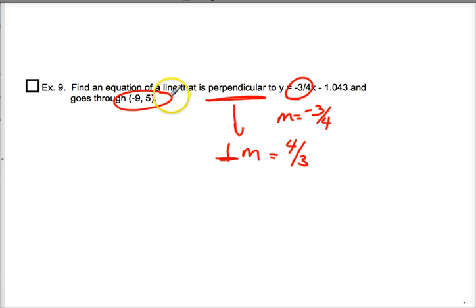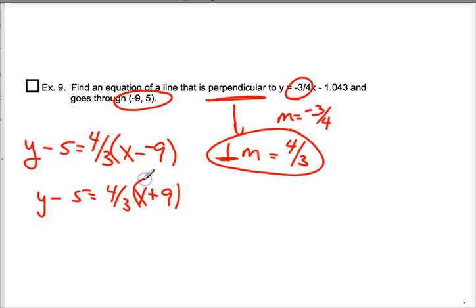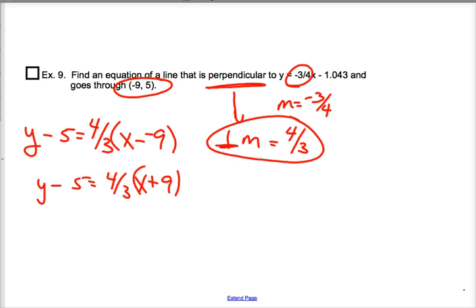Plug that in with my point in a point slope form. It would look like this: y minus y1, which is 5, equals the slope, 4/3, times x minus x1, which is negative 9. And you could leave this in point slope form, changing that to x plus 9 in the parentheses, or you could distribute and get the y alone if we needed to find the y-intercept, or if I just simply asked for the answer in slope-intercept form.